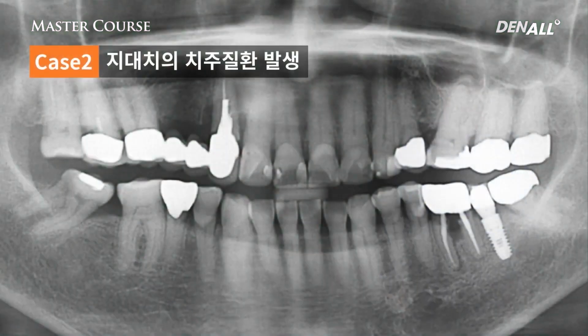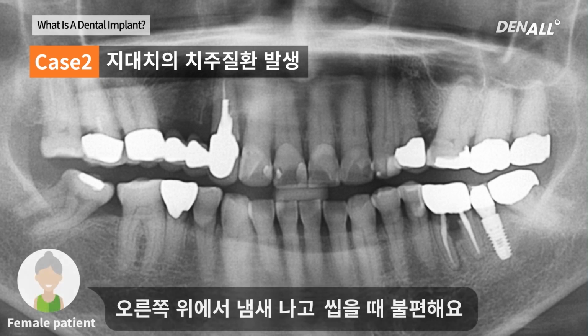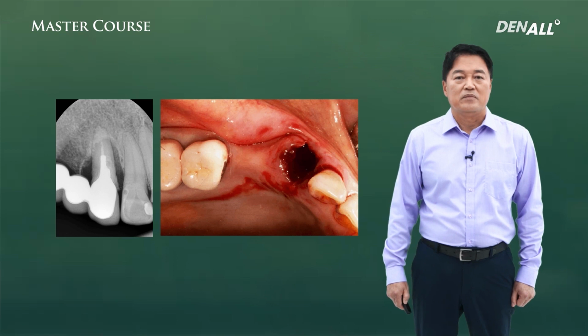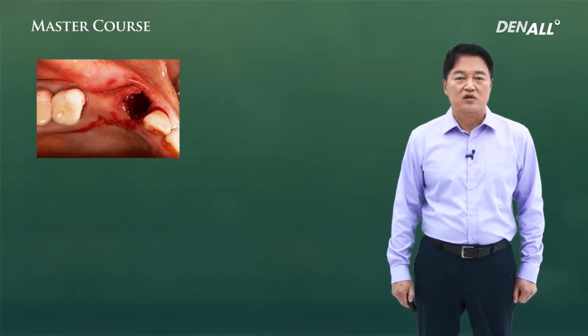If you look at the second case, this is one of the biggest side effects of bridges. In the upper right, there's an odor, and the patient also complained of pain when chewing. And there was periodontal disease in the abutment area. Mobility was very severe due to periodontal disease, and the tooth was extracted.